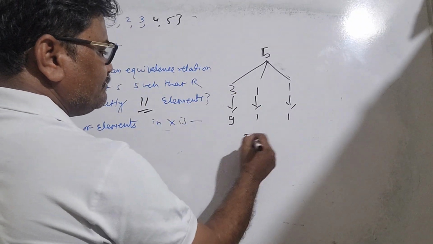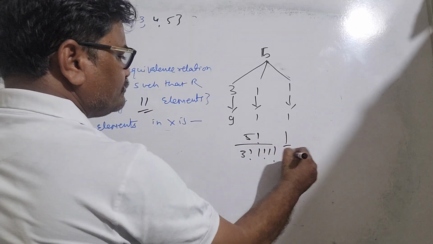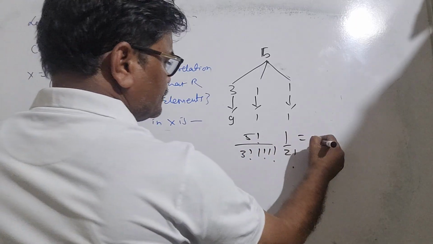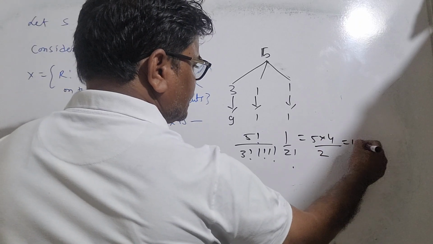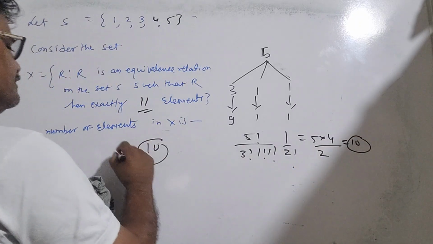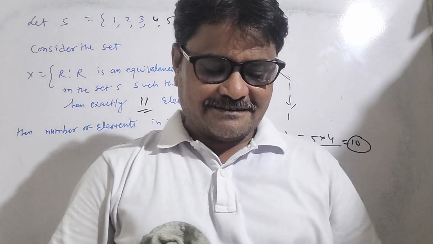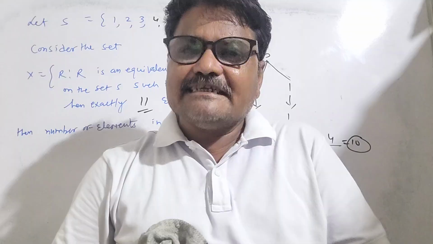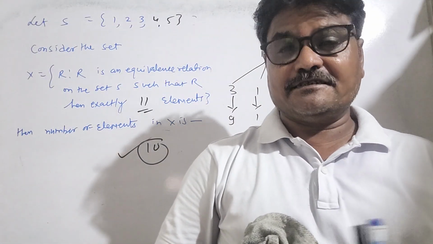So therefore 5 factorial divided by 3 factorial, 1 factorial, 1 factorial, times 1 upon 2 factorial, because 1 has come two times. This is 5 into 4 by 2, 5 into 2 means 10. 10 is your answer. Mains level question. Very nice question. Correct? And they have asked slightly different, slightly more difficult questions at advanced level. I hope that now this topic is covered.